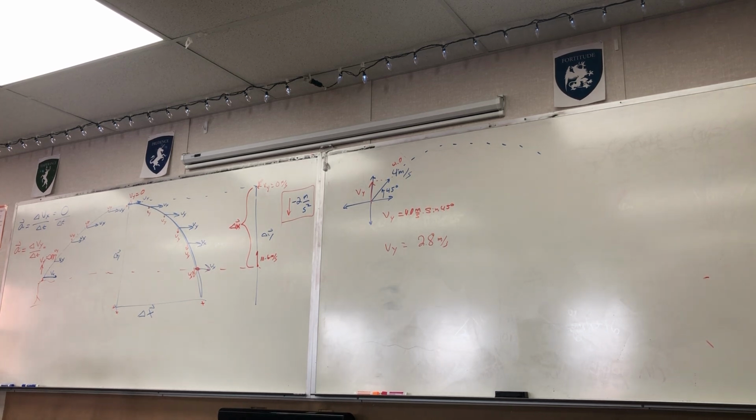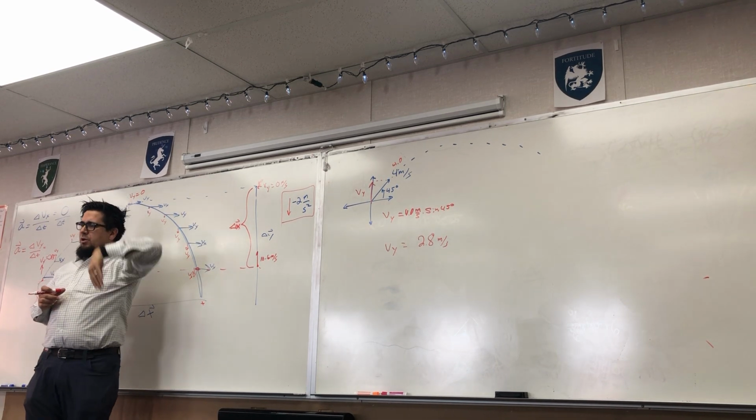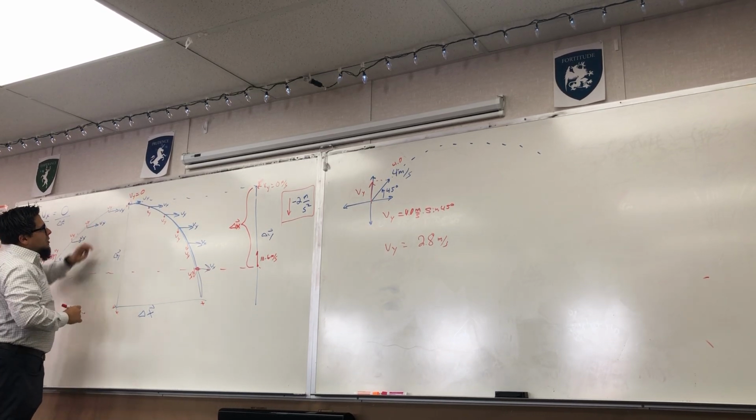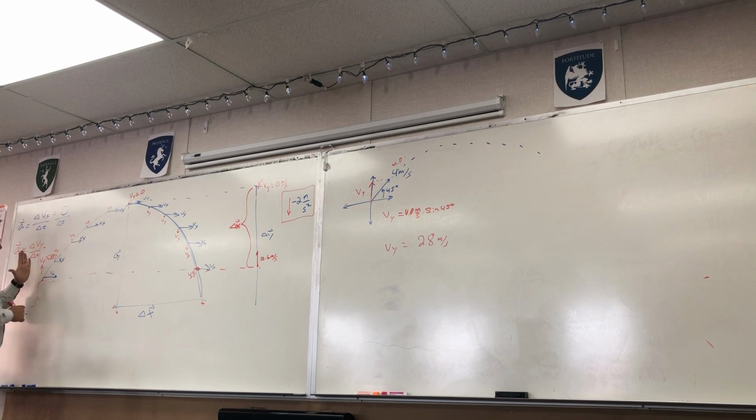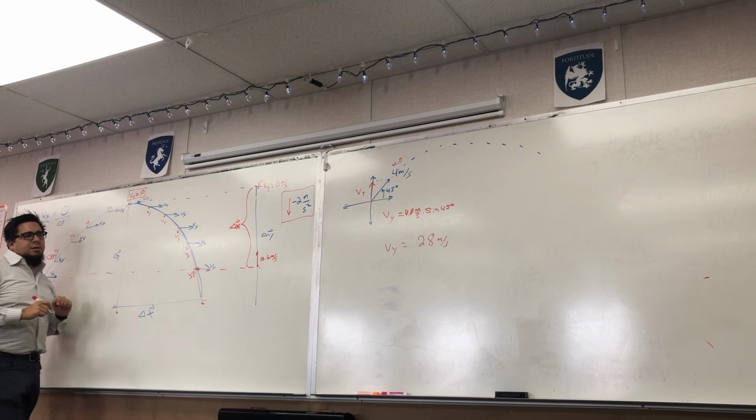Now we are going to figure out how high it goes before it starts coming back down. In other words, how high does the football go? Well, at this particular time, this 2.8 meters per second is shrinking and shrinking all the way until that y component is 0.